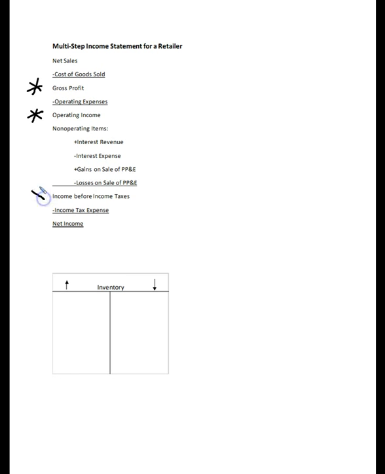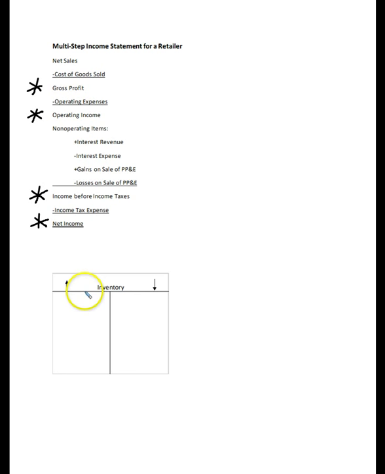All right, then we arrive at income before taxes, or income taxes, not all taxes, just income taxes. And then income tax expense is usually some sort of percentage based off of income before taxes, and then we arrive at net income. So we can see there are multiple incomes reported on the income statement.